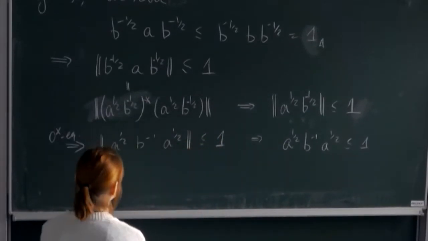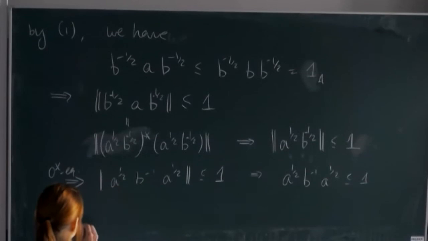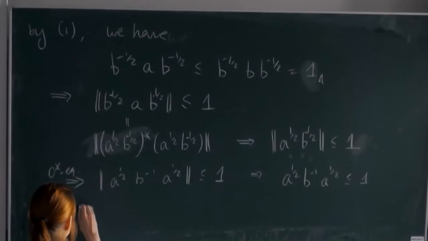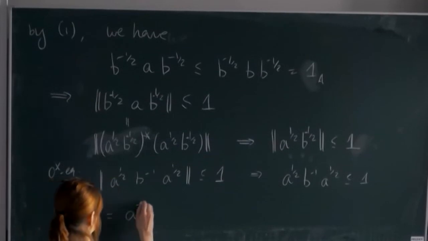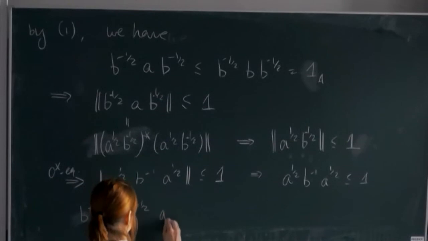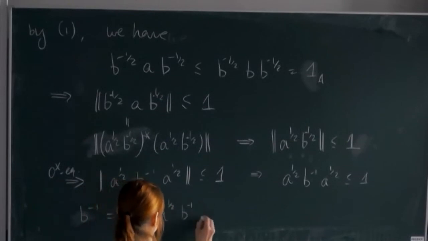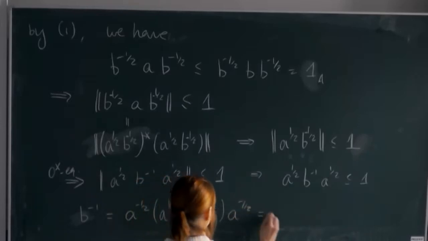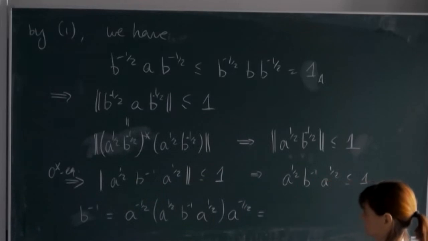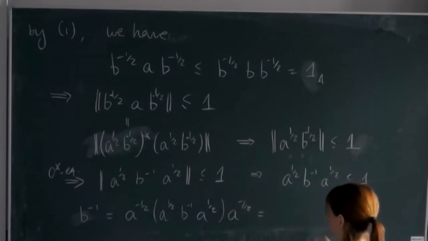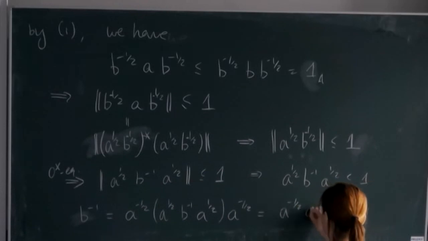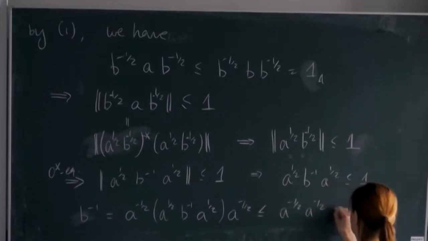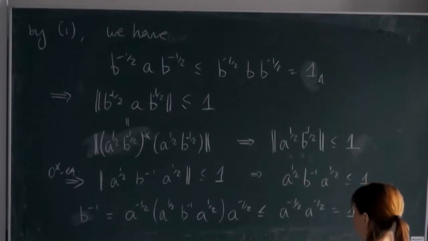So in that case, we get again by 1 that we multiply on either side by A to the minus half. And now we know that this is less than 1, which is of course A inverse, as we wanted.